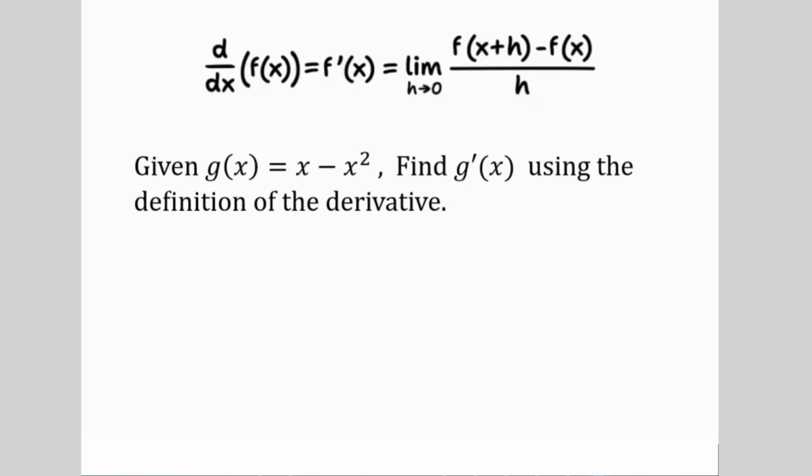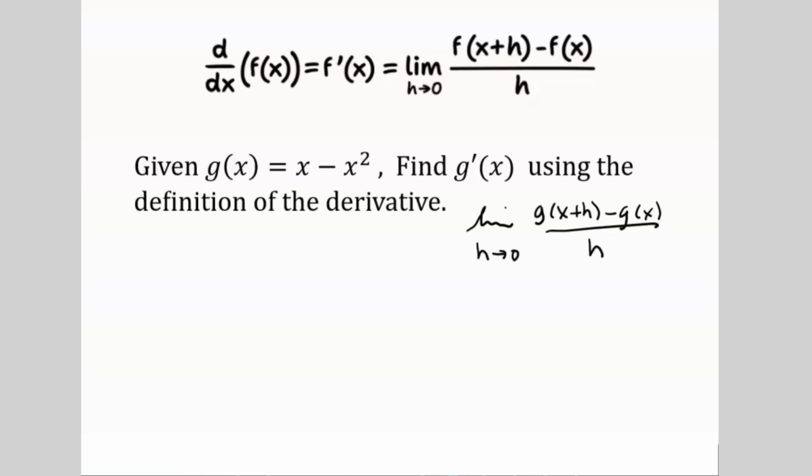All right, in our next example, given g of x is equal to x minus x squared, find g prime of x using the definition of the derivative. So in this case, it's g and not f, but the process would be the same. We're saying the limit as h approaches 0, and we're using g's function now, so g of x plus h minus g of x, all divided by h.